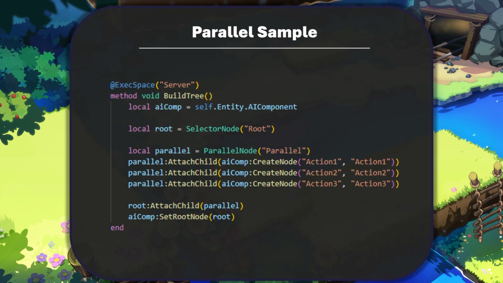Here, we've got a parallel node and 3 children. As mentioned before, the parallel node will only return a success if all children are a success. However, it will still execute all of its children even if there was a failure.